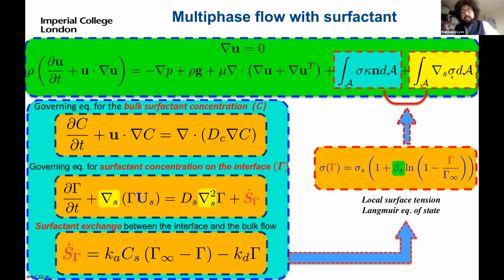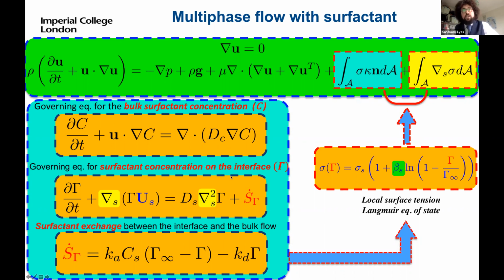And surfactants are chemical molecules, so you have concentration of particles. So you have to solve at the same time a transport equation in the bulk and another transport equation on the interface. And here are the two equations that need to be added. Here in the bulk and here in the interface, C is the surfactant concentration in the bulk, and gamma is the surfactant concentration on the interface.